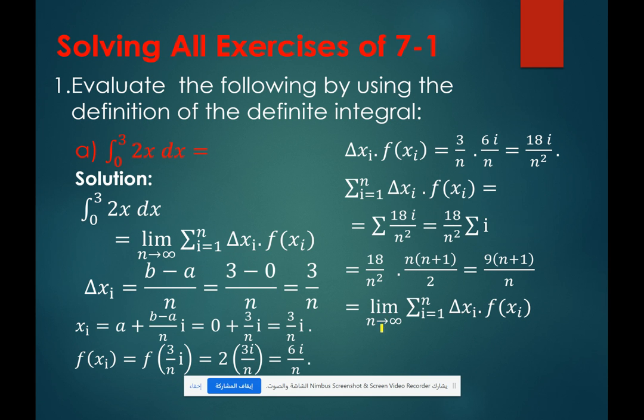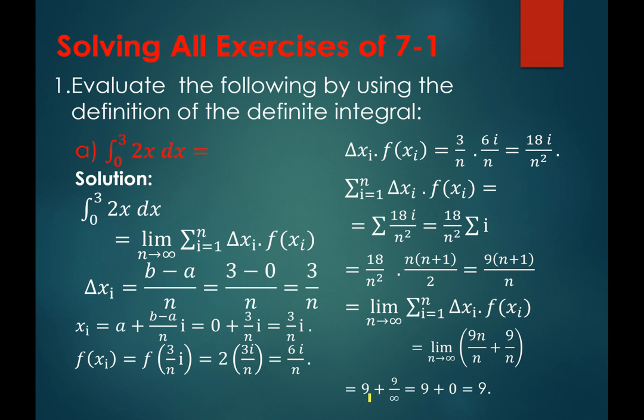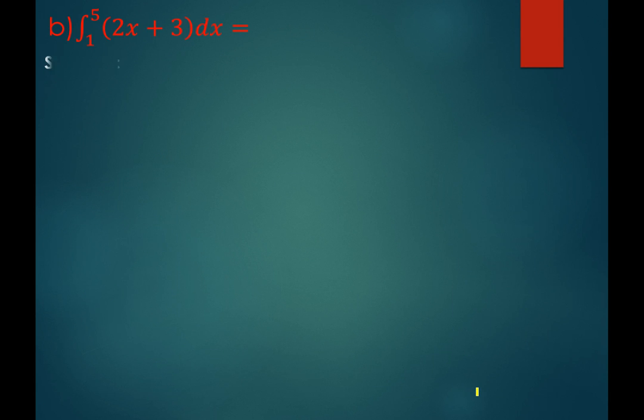That all equals the limit when n approaches infinity, and this is the last step to use the definition to find the definite integral. So you let the limit apply to that answer, which is 9n over n plus 9n over n squared. By canceling n with n and replacing n with infinity, you will get finally the value of 9. It is exactly like that: 9 plus 9 over infinity equals 9 plus 0 equals 9. So the value is 9. This is how to evaluate it. Let's have another example, which is B.